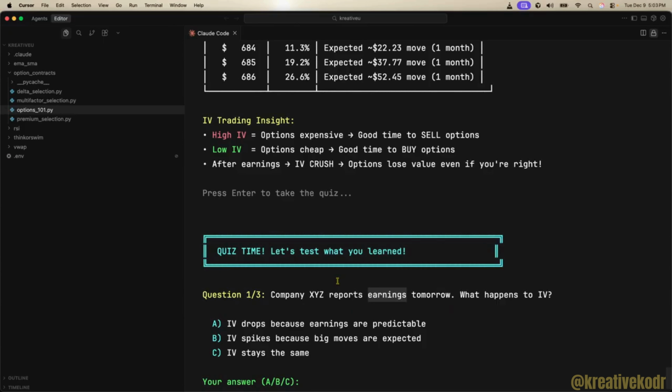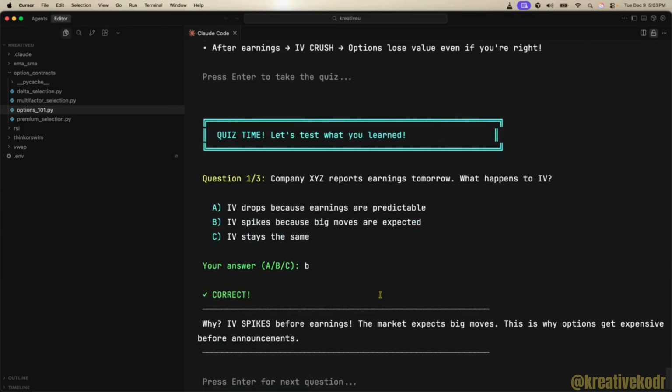So with IV elevated, what is going to happen to IV? IV is going to spike because big moves are expected, because earnings is something the market was waiting for, and now we're getting it. IV is going to spike a bit, and now we can bet whether the option is going to go up or down. So let's go ahead and put B. Again, I'm noticing a lot of B's.